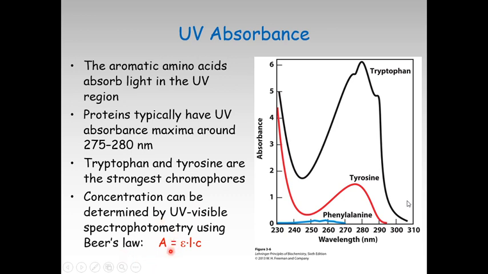That is, A equals epsilon L C, where A is the absorbance, epsilon is the molar extinction coefficient, L is the path length of the cuvette, and C is the concentration of the sample. In this case, you will be measuring the concentration of your protein using the UV absorbance by incorporating the molar extinction coefficient and a specific path length.